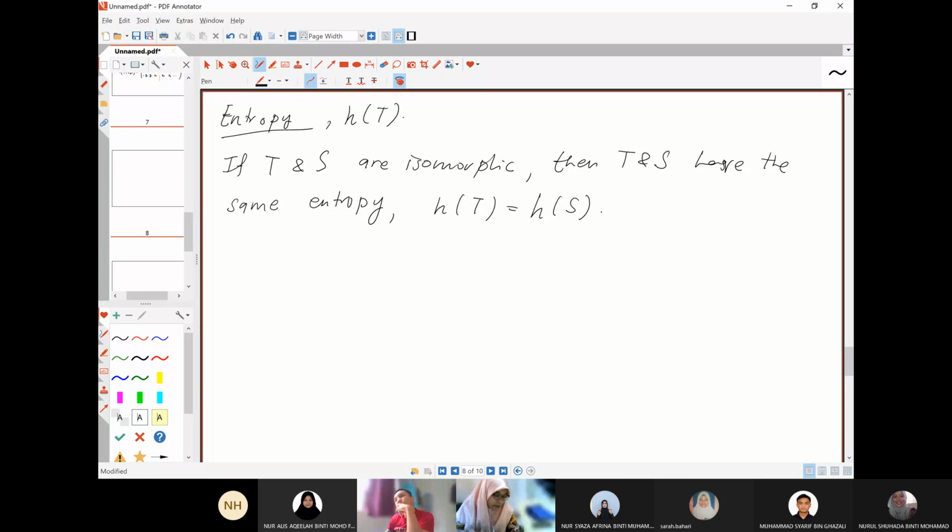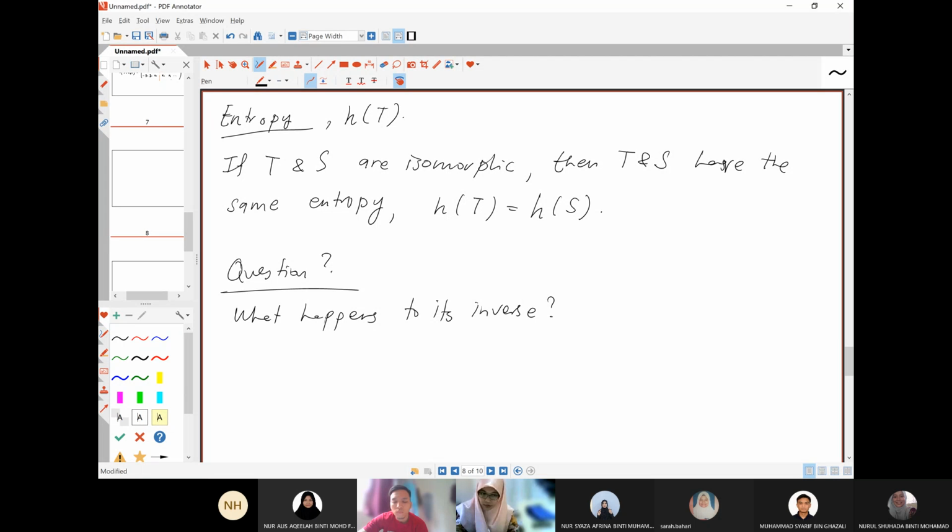So the question is, what happened to its inverse? To its inverse tu maksudnya kalau dia orang sama entropi, adakah dia orang isomorphic? Soalan dia. Kita tahu kalau dia isomorphic, entropi sama. Tapi kalau dia entropi sama, adakah dia isomorphic? Generally, this is not true.